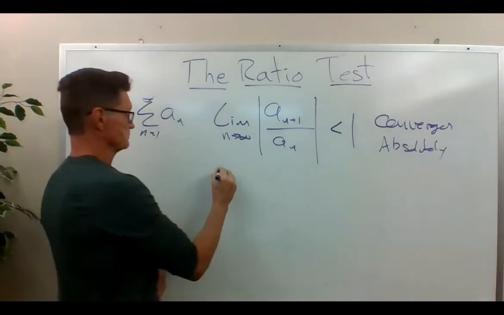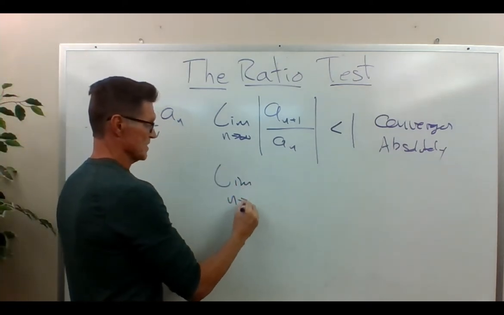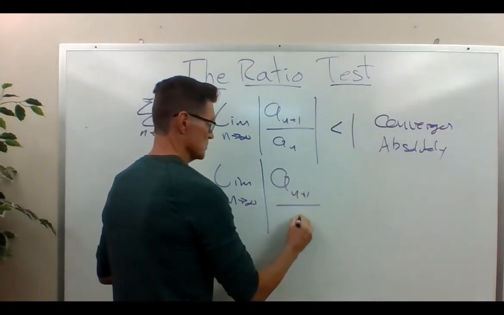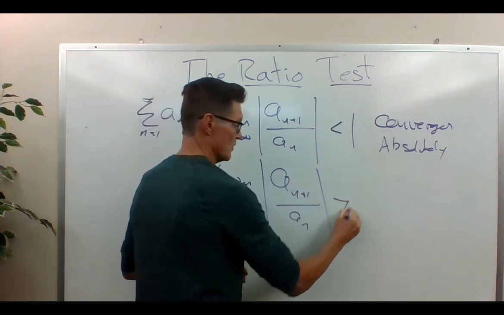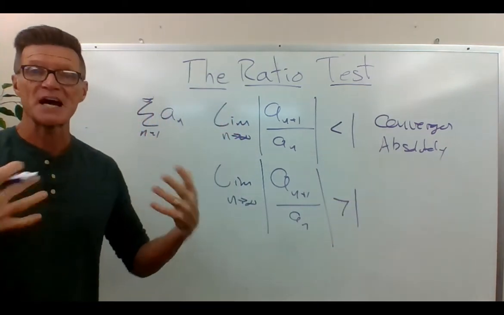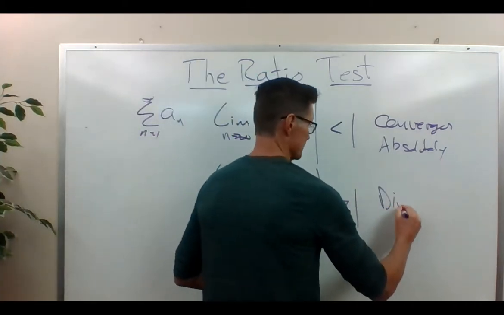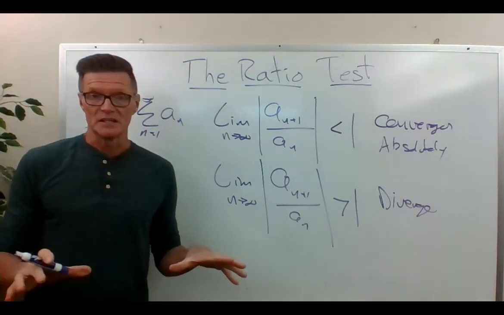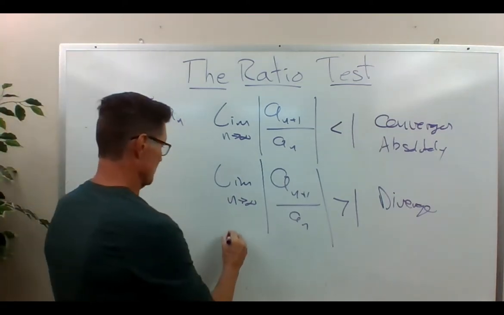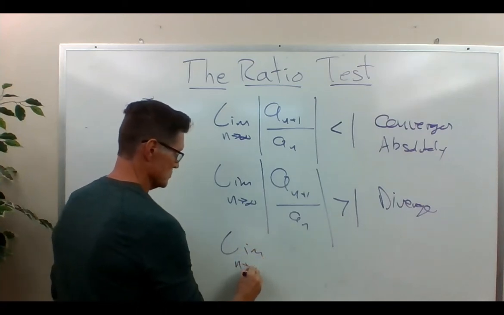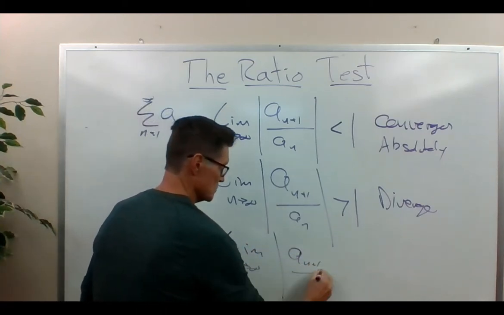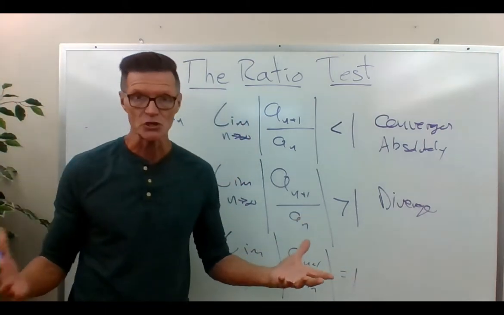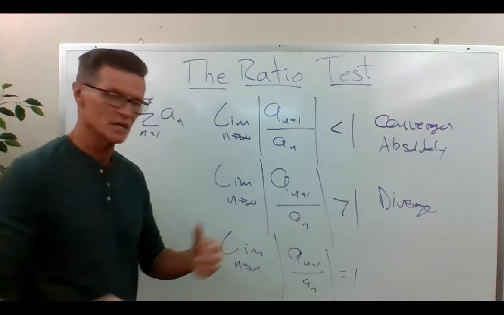If, on the other hand, the limit as n approaches infinity of the absolute value of a sub n plus 1 divided by a sub n is greater than 1, then the series will diverge. And finally, what happens if it is equal to 1? Well, if the limit as n approaches infinity of a sub n plus 1 divided by a sub n equals 1, then this test is inconclusive and we have to go to another test.